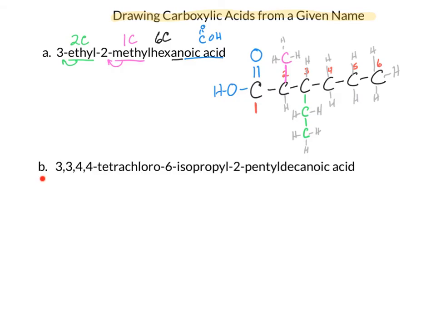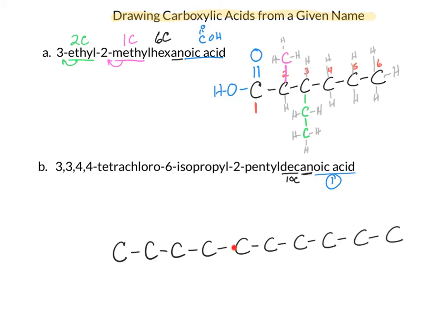Let's try a really tough one. Letter B is 3,3,4,4 tetrachloro 6-isopropyl 2-pentyldecanoic acid. This is far harder than anything you would have to do on the test, but I wanted to give you an idea that you could get through something like this. Where do we start? We start at the back side. So we see it's a decanoic acid. The oic acid tells us carboxyl group. The AN says everything else is single bonded, and the dec tells us that there are 10 carbons in the main chain. Let's draw those first.